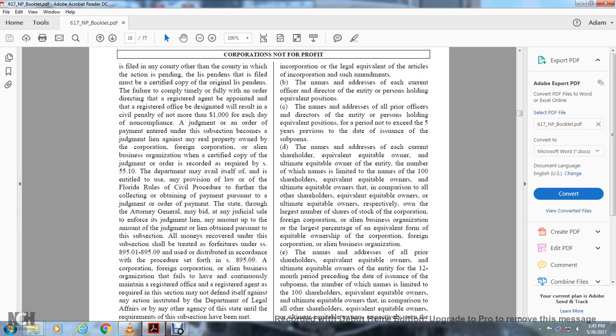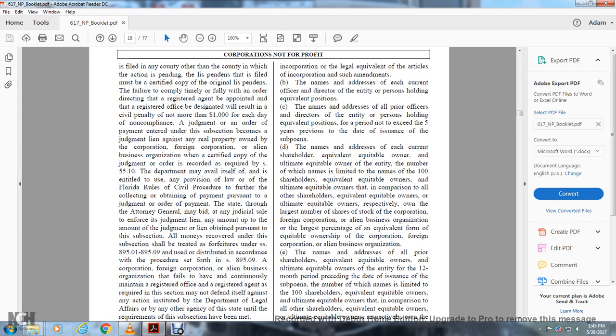Any order of payment entered under this subsection becomes a judgment lien against the real property owned by the corporation, foreign corporation, or alien business organization. A certified copy of the judgment order is required as in statute 5510. The department may avail itself of any provisional remedy under the Florida Rules of Civil Procedure. Further, the state through the Attorney General may bid at a judicial sale to enforce the judgment lien in the amount of the judgment lien obtained pursuant to the subsection.